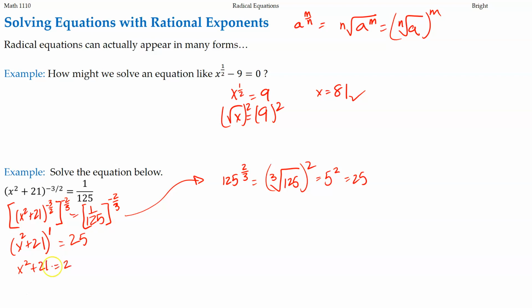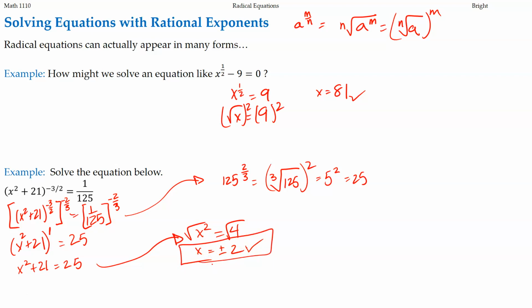And then here we go. Subtract 21 from both sides. I'm running a little bit low on room, so I'm going to come over here. x squared is equal to 4, and then x is plus and minus 2 when I introduce the square root. I still need to go through and check my answer. I'm going to tell you they both end up working.